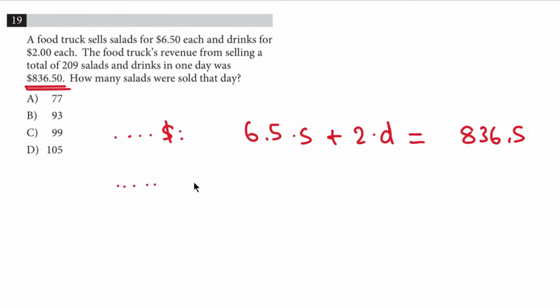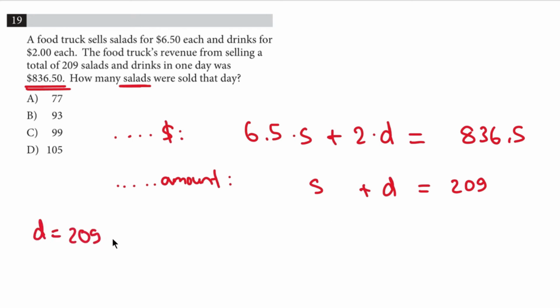Now let's make another equation that's going to be for amount. So how many drinks and how many salads we had. It says that the food truck has sold a total of 209 salads and drinks, and therefore salads plus drinks will be equal to 209. Now we are interested in the amount of salads that were sold on that day, so we need to solve for S. Let's quickly do that. Let's solve this bottom equation for D. D is equal to 209 minus S.